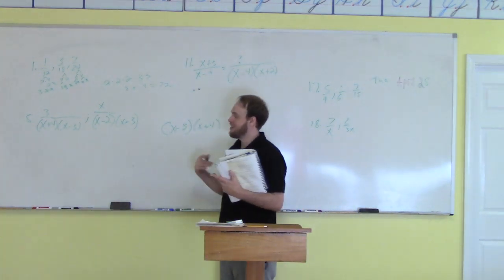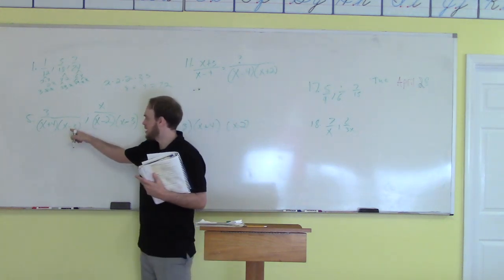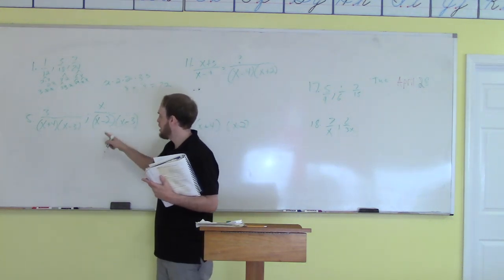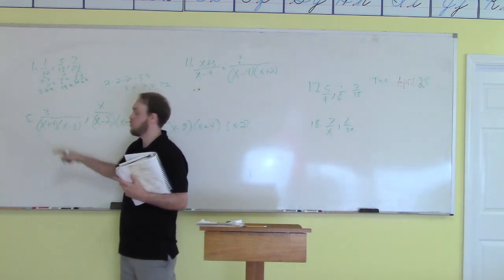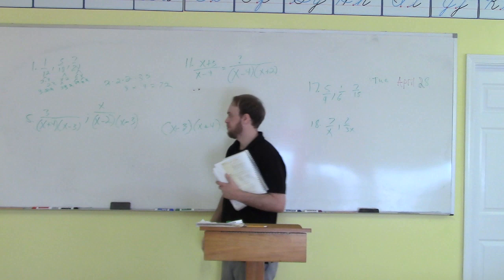So basically you have to account for all of them. I had to account for this x minus 3, that one already had it, so that's fine. This one had an x minus 2, so you have to account for it. Then you have to account for that x plus 4. And so that's how it would work.